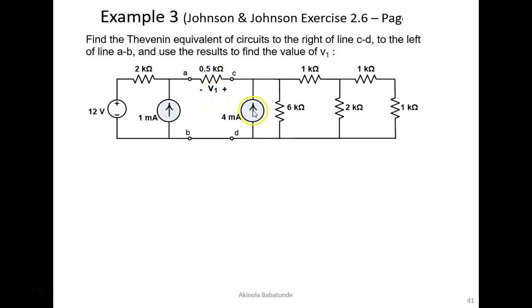Okay, now what are we supposed to do? We are supposed to just draw a line across AB and then draw a line across CD. To the left of AB, we would find the equivalent circuit, and to the right of CD, we would also find the equivalent circuit, and then we'll combine everything together with these 0.5 kilo ohms, and then we can find our V1 and find everything that is missing in the circuit. All right, let's get started.